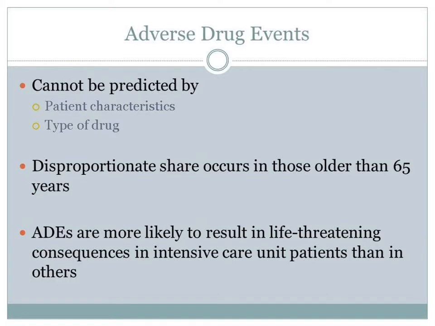So, adverse drug events cannot be predicted by patient characteristics or type of drug used, but we'll see that a disproportionate share occur in those that are over age 65. And those that are in the ICU that sustain an adverse drug event are more likely to have a life-threatening problem than those that are not in the ICU.